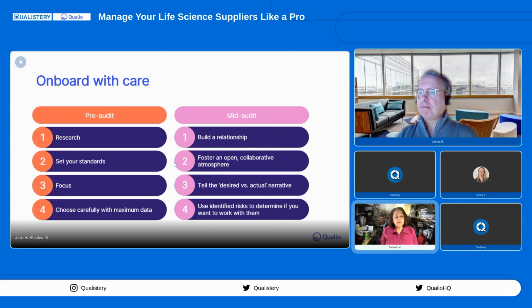Choose carefully. When you end, I think that it would be good to have a selection board of the stakeholders to review everything that you found out as part of your process and to do the criticality assessment and the risk assessment. And as you can see under mid-audit, we've got that build a relationship again, open collaborative atmosphere. I have a story for all of these.